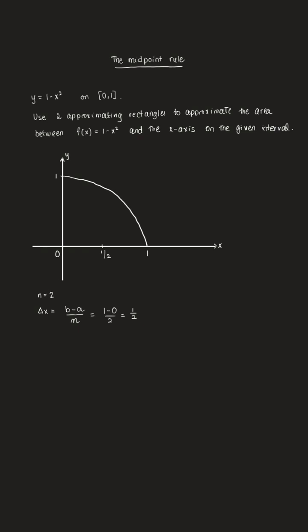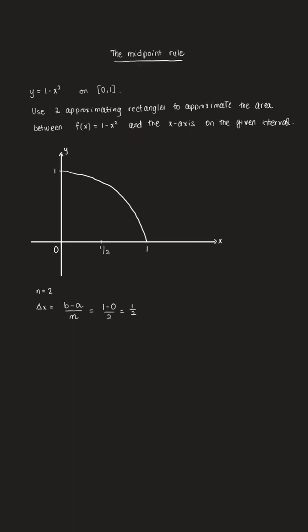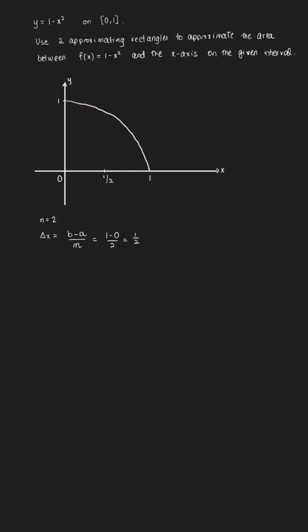Now the midpoint rule gives us a way to find the height of each rectangle. So let's define the midpoint rule. In this rule, we take the height of each rectangle at the midpoint of each subinterval. So let's write that down. Use as the height of each rectangle the function value at the midpoint of each subinterval.